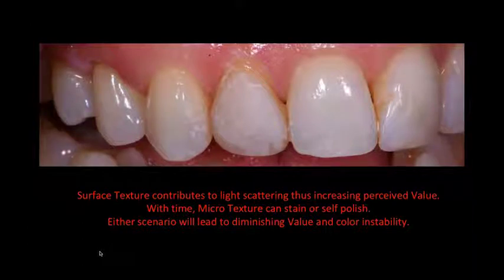And then with time, what can happen is that with that microtexture, it can stain or self-polish. And when it stains or self-polishes, it can then diminish in value and create color instability. So one of the things that this makes me think about is, as an industry, in past generations of composites, we've always known that just because of the porosity of the material, the color stability hasn't been that great.